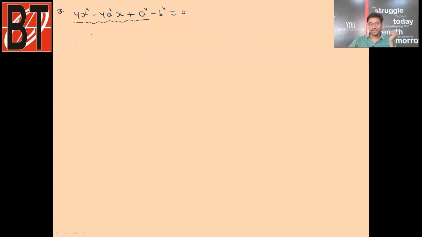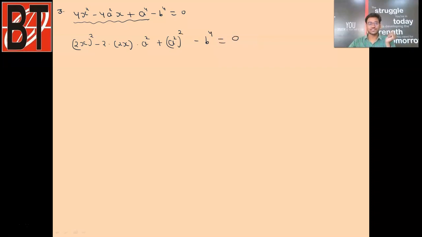See, 4x square can be written in this way, 2x whole square. Just tell me, students, is it correct? It can be written in this way, 2x square. Okay, then it's 2 into 2x. Okay, I am writing 4a square in this way, 2 into 2x. Okay, and a square. No problem, students. Plus this a raised to the power 4 can be written in this way, a square whole square, and minus b raised to the power 4 I am writing in the same way as it is.